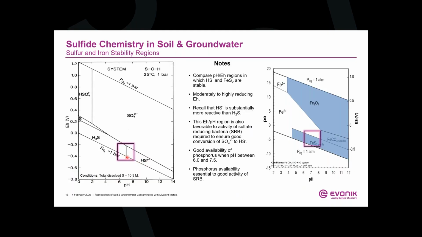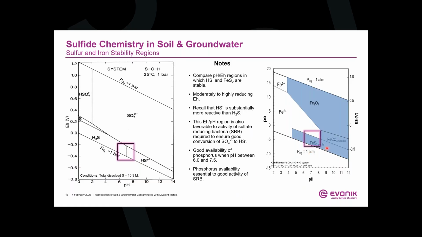So all things being equal, you're better off to be at neutral pH or a little bit higher. There's a couple of reasons for that. HS minus is more reactive, HS minus is not volatile, and HS minus doesn't have a bad odor like H2S does. So a number of reasons why it's better to be in the HS minus range.